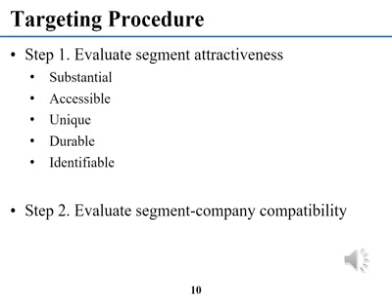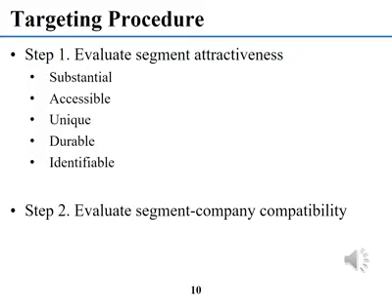So to evaluate the segments and determine whether the segment is one that you should target, you will use the targeting procedure. There are two key steps. The first step is to evaluate how attractive each segment is. You will evaluate segment attractiveness based on 5 characteristics. They are: is the segment substantial? Is the segment accessible? Is the segment unique? Is the segment durable? And is the segment identifiable? You would only consider targeting segments that meet all 5 of these criteria.